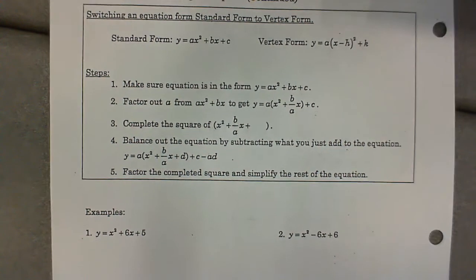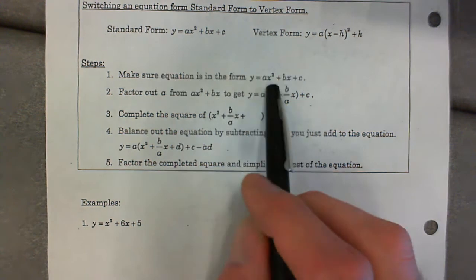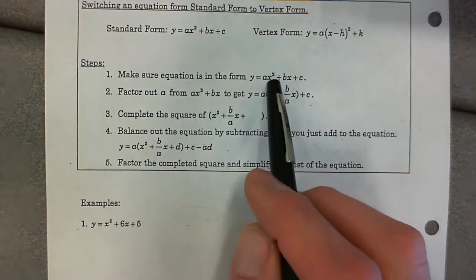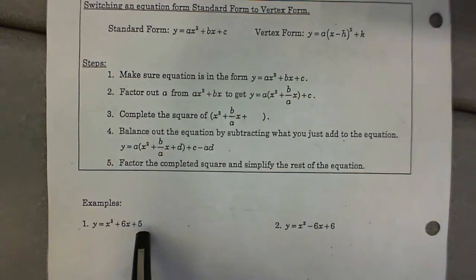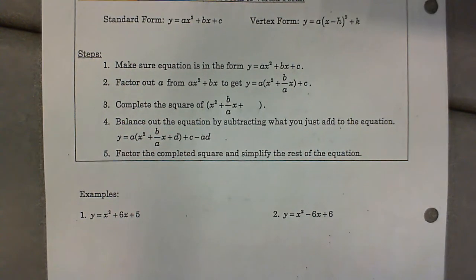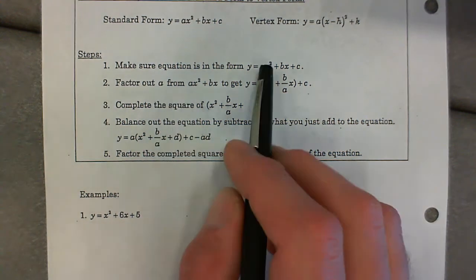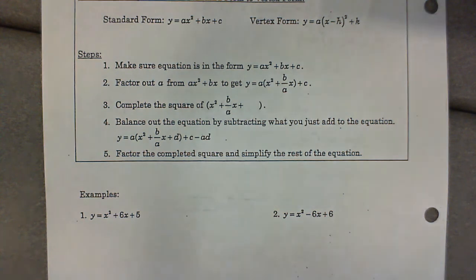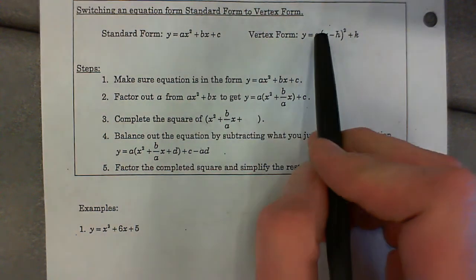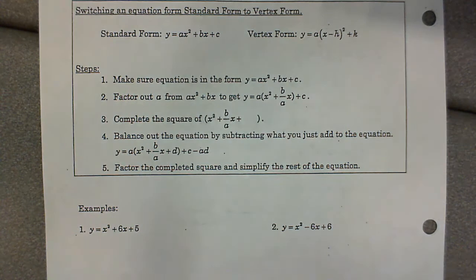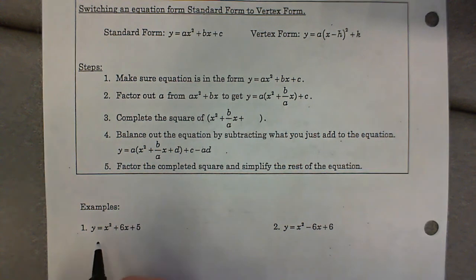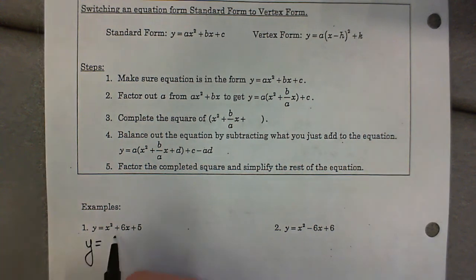So let's try this. The first step is making sure the equation's in standard form. So this is a little different from yesterday. We want the equation in standard form, ax squared plus bx plus c, and our equation's in that format currently. Then, if you have a number for a out in front other than 1, you're going to need to factor that out, because recall that the a in vertex form is the same a as in standard form. In this case it's 1, so we don't really need to factor it out, but I'm going to anyhow, just to show you that process.